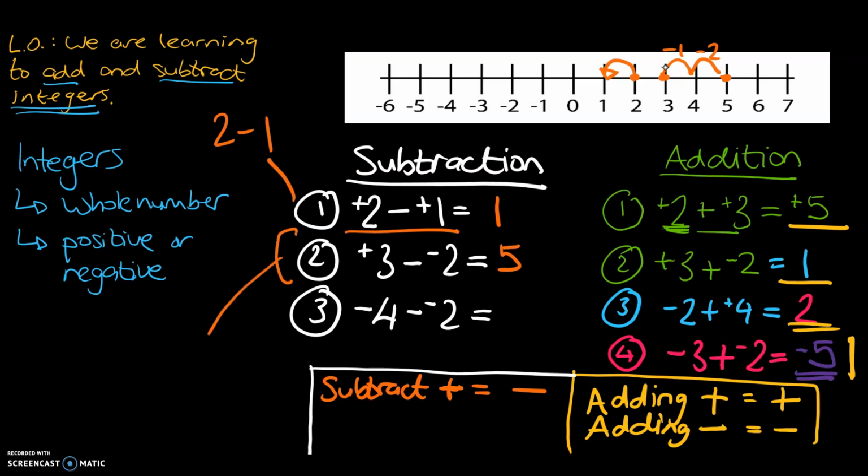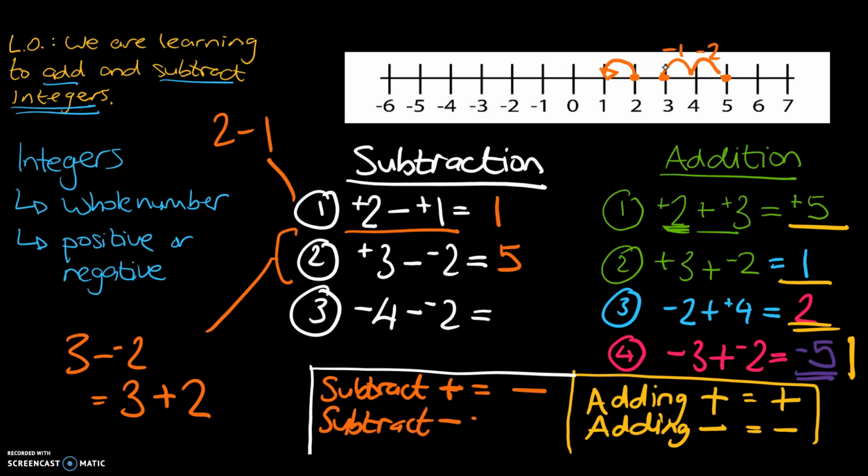And that one's interesting because it shows us something else. When we are subtracting a negative number, those two lines, they actually form together to make a plus sign. So that means that 3 minus negative 2 becomes 3 plus 2. And that's something really important for us to note. So when we are subtracting a negative value, that becomes addition.